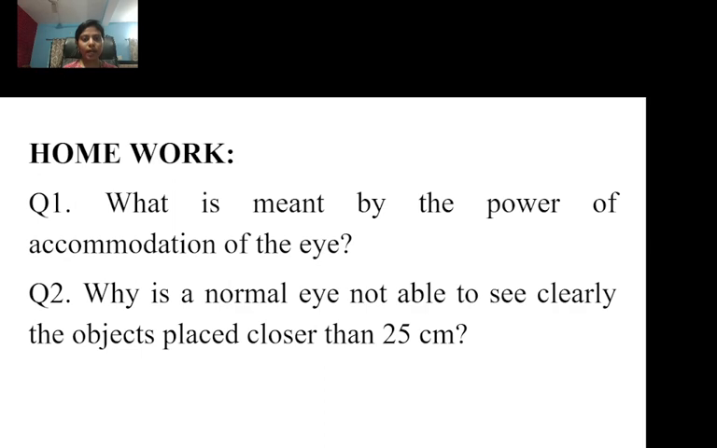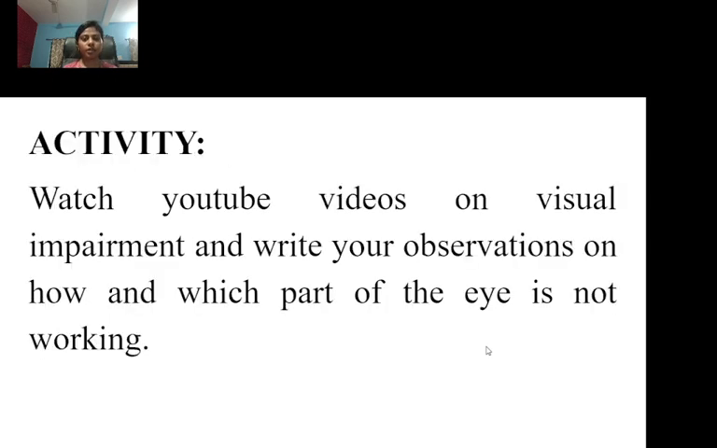Now it's homework time. What is meant by the power of accommodation of the eye? Then, why is a normal eye not able to see clearly an object placed closer than 25 centimeters? And here is your activity. You have to watch YouTube videos on visual impairment and write your observation on how and which part of the eye is not working. Okay, students?